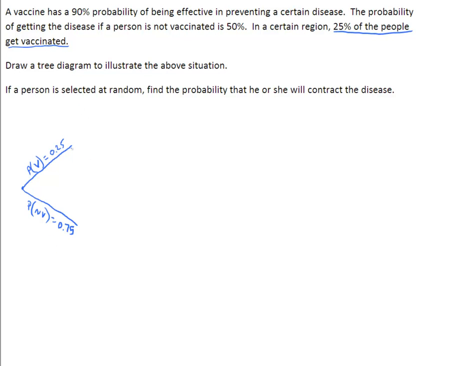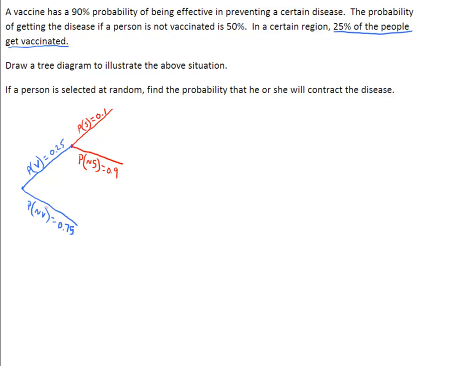Now, once we know they're vaccinated, the first line tells us there's a 90% probability of the vaccine being effective. So if you're vaccinated, what is the probability that you got sick? You have already received the vaccine, so the probability that you got sick is 0.1. The probability that you did not get sick, so the vaccine worked, is 0.9. Hopefully you can see how that makes sense.